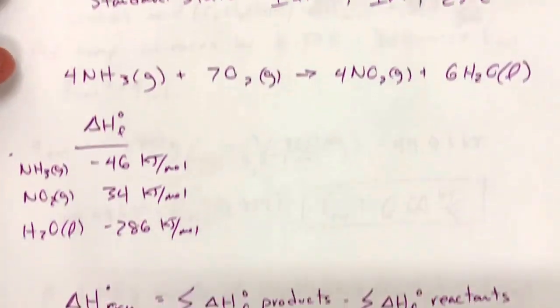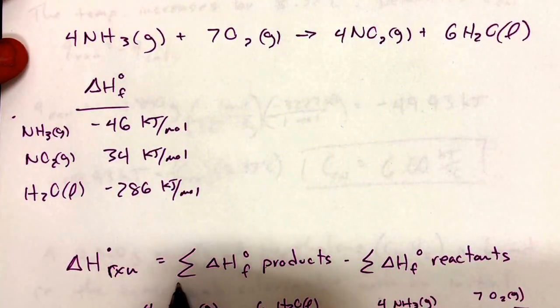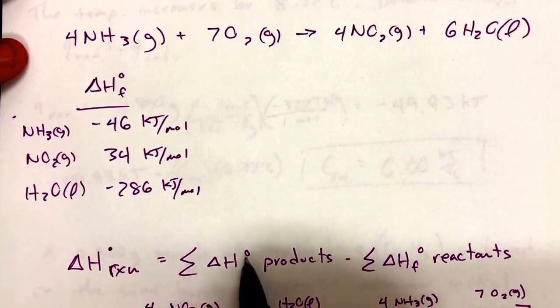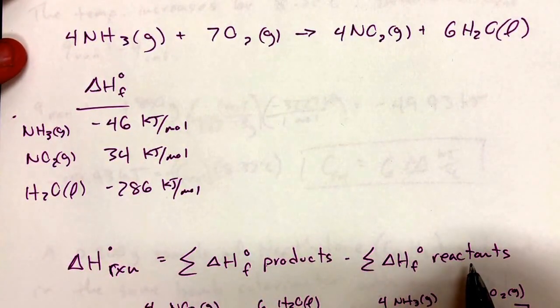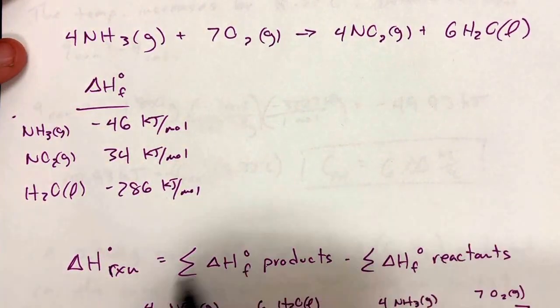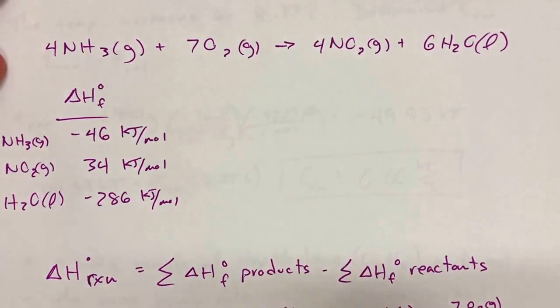And the way we do it is this. So if you want to find the delta H of the reaction, it is the sum of the delta H's of formation for the products minus the sum of the delta H's of formation for the reactants, multiplied by their stoichiometric coefficients. So the stoichiometric coefficients become significant.